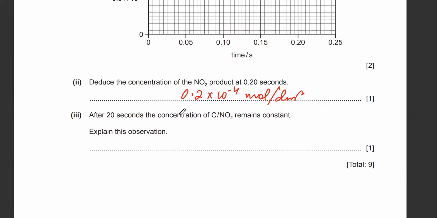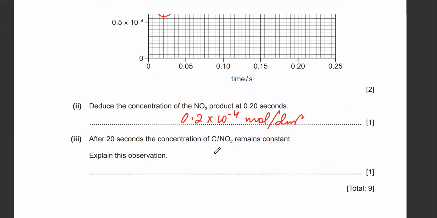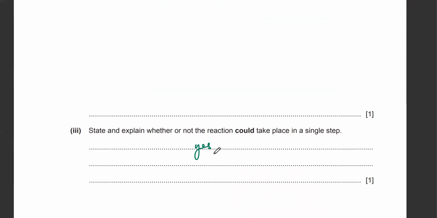And so after 20 seconds, the concentration of ClNO2 remains constant. That means the reaction has stopped. Like it's not changing. That means it's an equilibrium reaction. So I think equilibrium is reached.